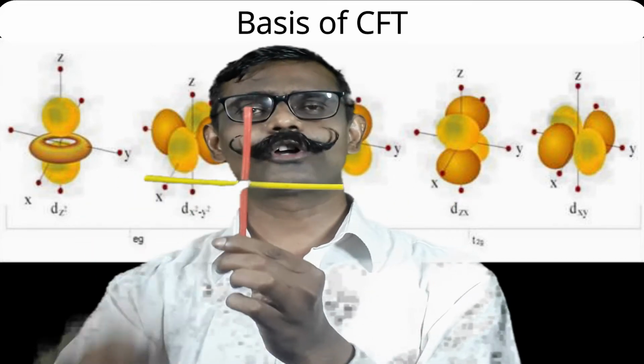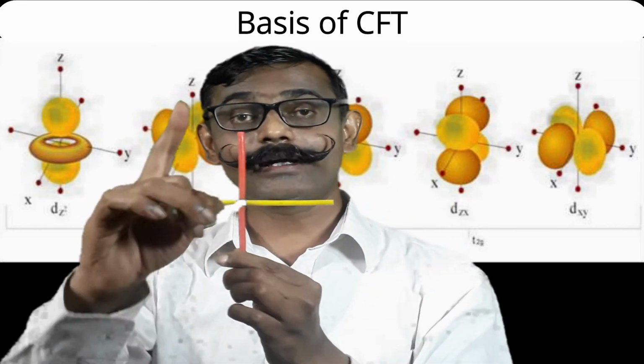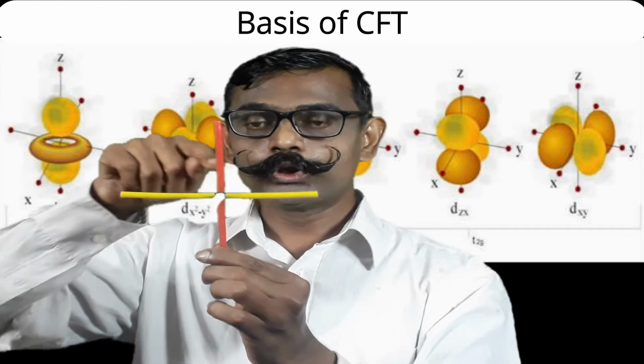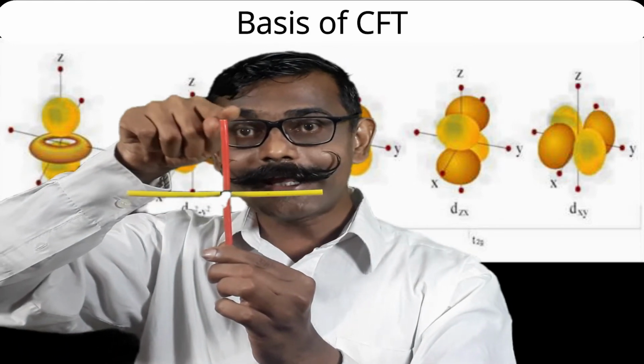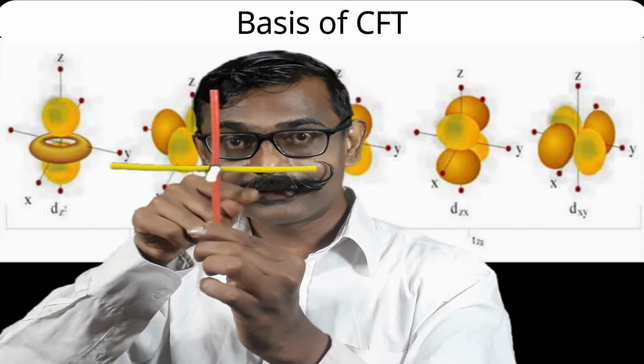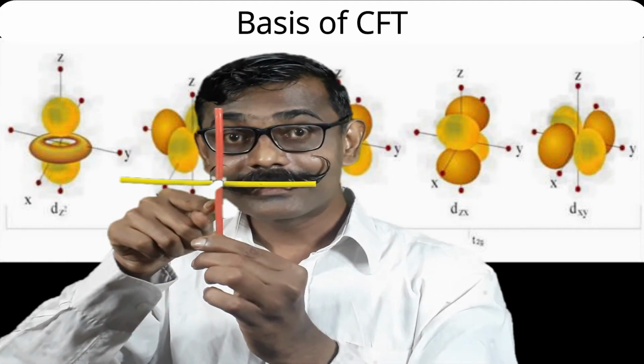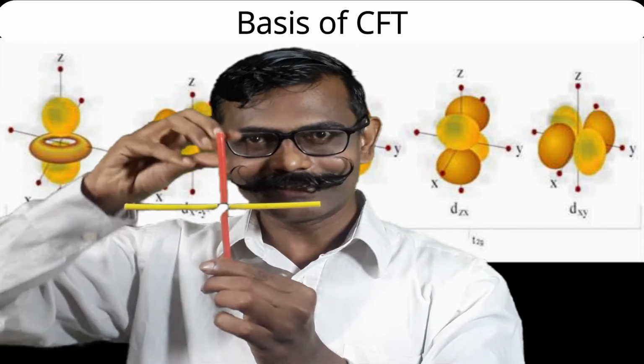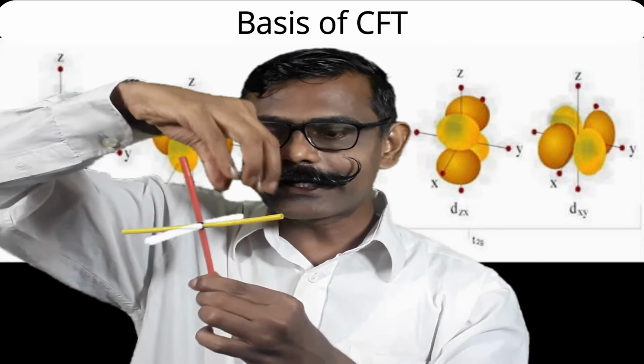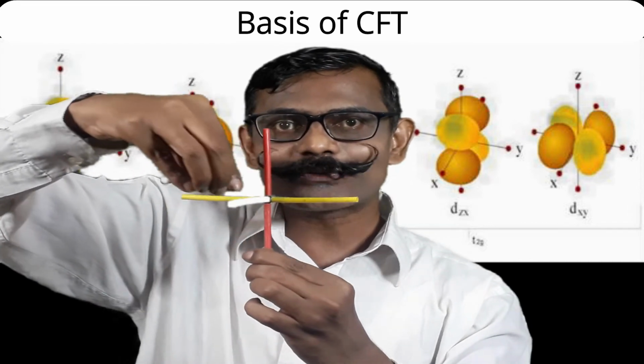Let us understand these orbitals again. The first orbital is the dz square orbital. The lobes are along the z axis, see here, plus, like a donut, the ring structure is there. That ring structure is in this xy plane.